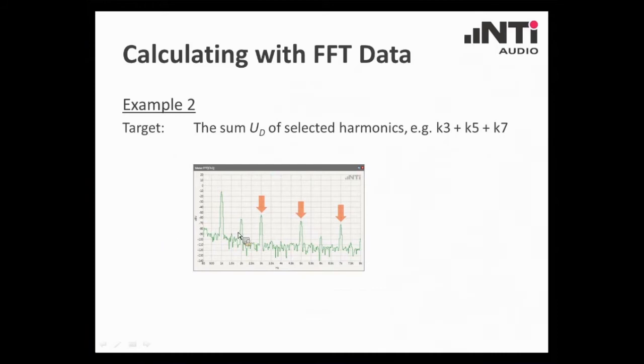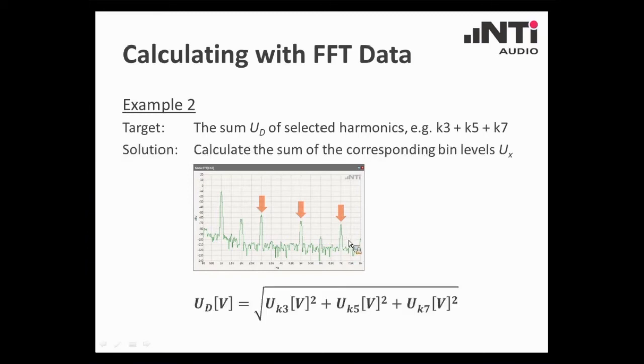Another example would be when we want to take a look at the upper harmonics of a signal. We see here a spectrum of a signal, with the fundamental and the first, second, third, and so on harmonics, called K2, K3, K4, K5, K6, K7, and let's assume we want to know the sum of K3, K5, and K7 altogether. Well, the approach is the same as before. We add the squares, expressed in volt, of the corresponding levels of these three harmonics and calculate the square root of the sum. That gives us the overall voltage of these three harmonics together.